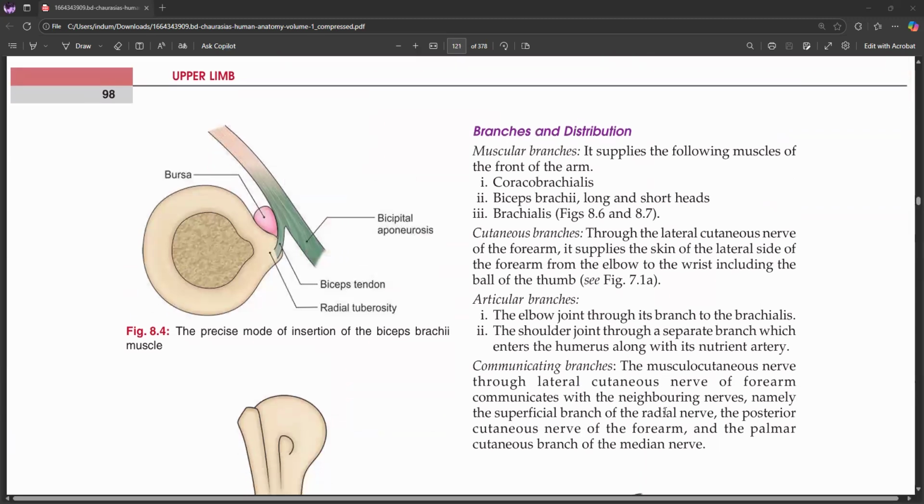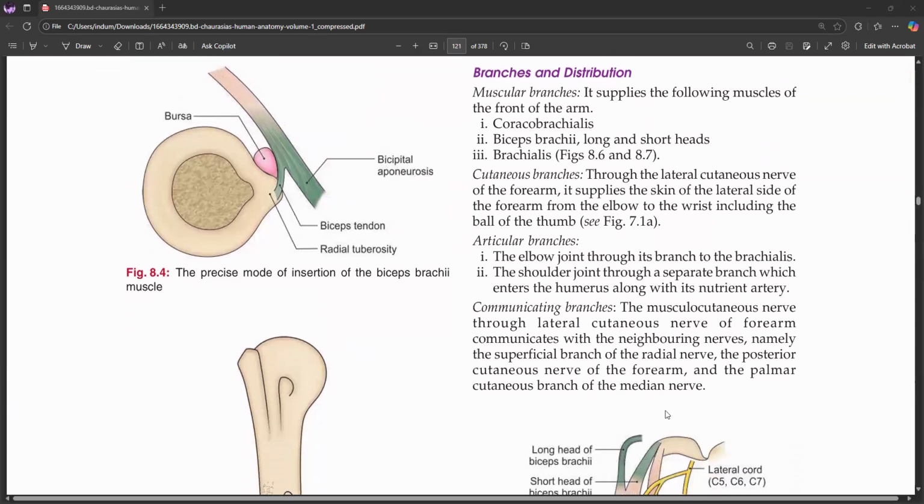Branches and distribution. Muscular branches. It supplies the following muscles of the front of the arm: coracobrachialis, biceps brachii, long and short heads, brachialis, figures 8.6 and 8.7. Cutaneous branches. Through the lateral cutaneous nerve of the forearm, it supplies the skin of the lateral side of the forearm from the elbow to the wrist, including the ball of the thumb. See figure 7.1a.